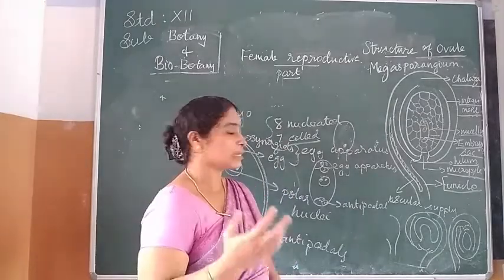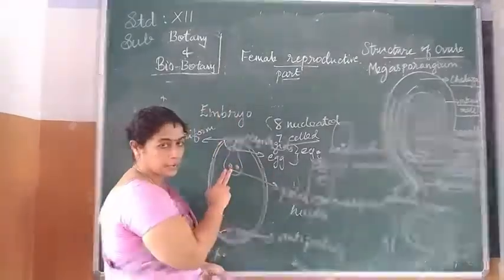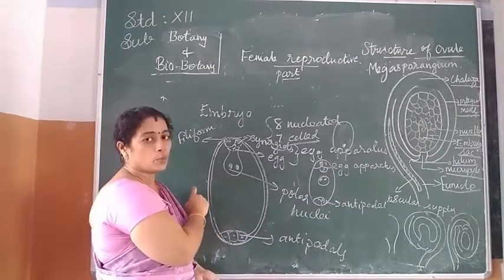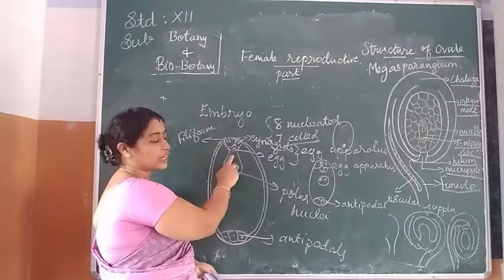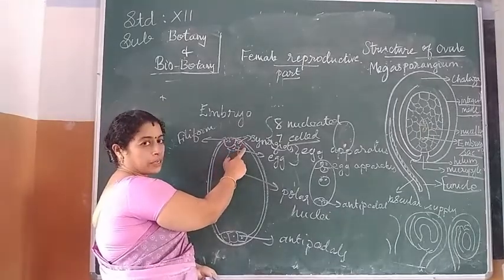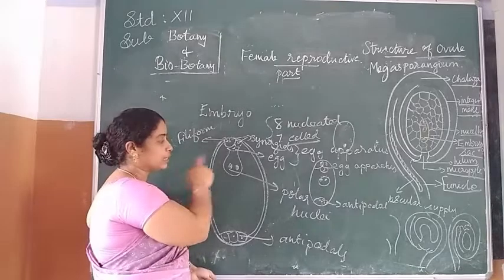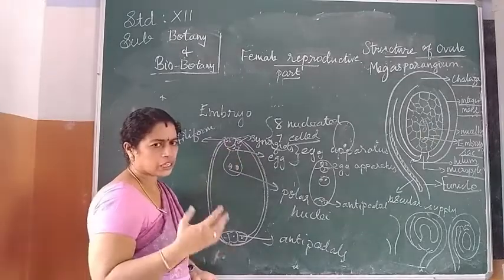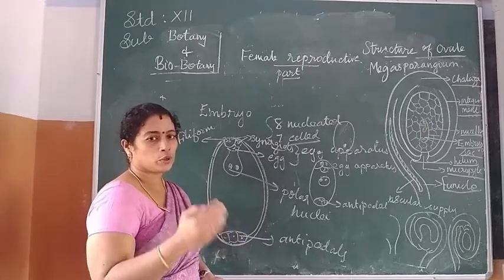Among these 8 nuclei, 3 form the egg apparatus, 3 are the antipodal cells, and 2 form the polar nuclei. In the egg apparatus we can see 3 cells joined together. The first two are synergids, and the single one is the egg. This egg is involved in fertilization, in the formation of a new organism.